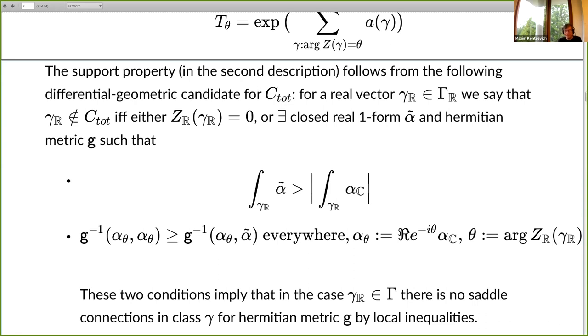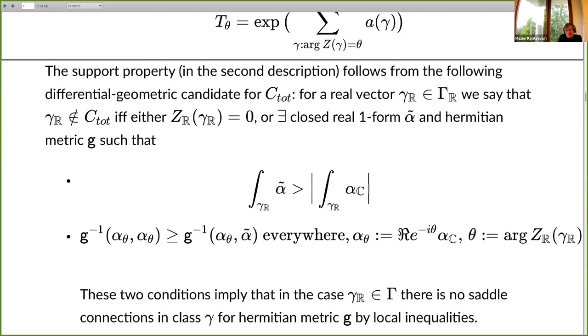But what do these two conditions imply? If my real vector happens to be a lattice vector, then there will be no saddle connection in this class. The reason is the following. You just calculate the integral, you integrate over the saddle connection the two forms, alpha theta and alpha tilde. And because of this, you use a gradient flow, you get one inequality, the integral of alpha theta is at least the integral of alpha theta, and that contradicts the first inequality.